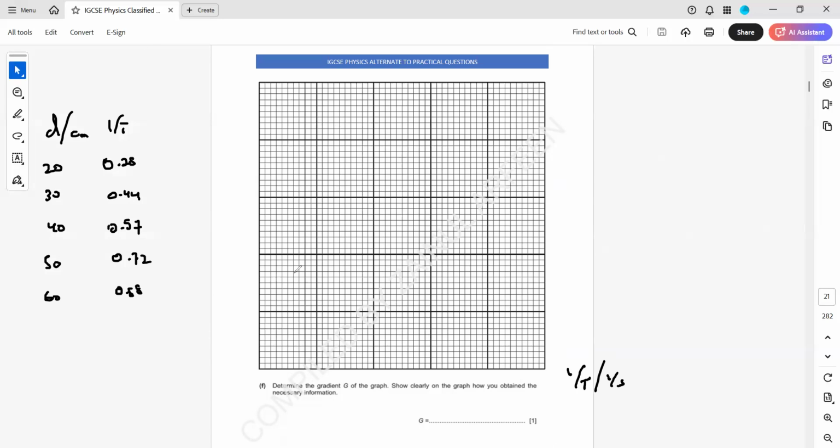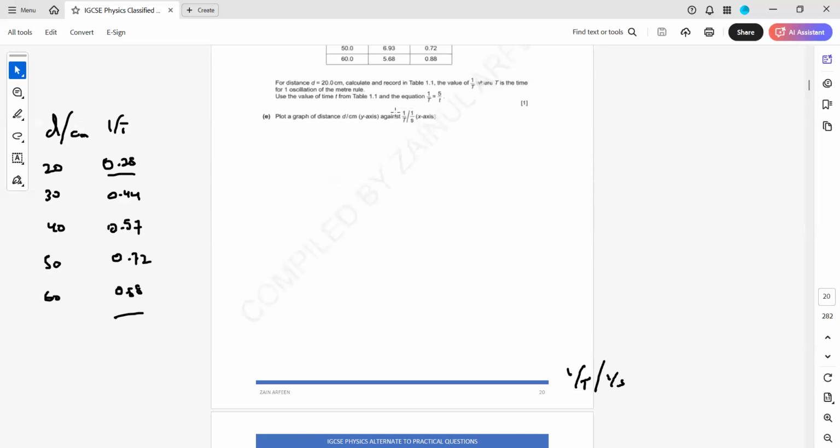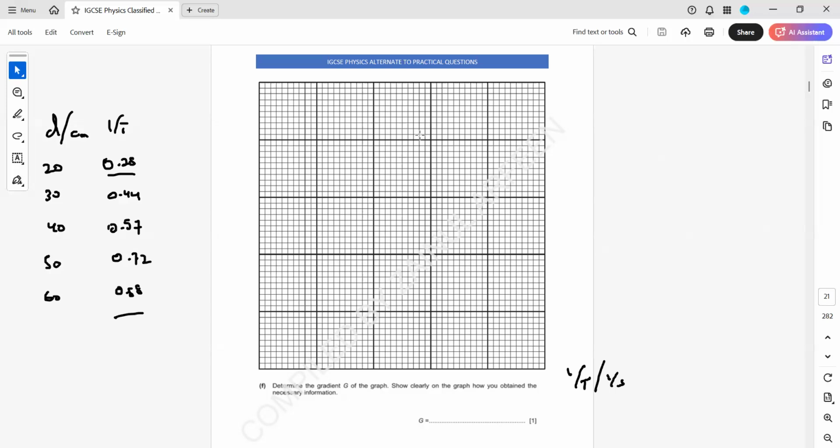Now, in the question, what is the smallest value of 1 over t? 0.28. What is the highest value of 1 over t? 0.88. So my graph is from 0.28 to 0.88. And in the question, they did not say that I should start from 0, so I can start with any number. Sir, I think starting from 0 is better. Why not d on the x-axis? Because in the question, they specify that 1 over t is on the x-axis. So you have to plot 1 over t on the x-axis. Sir, we can start from 0? Yes, you can do that as well.